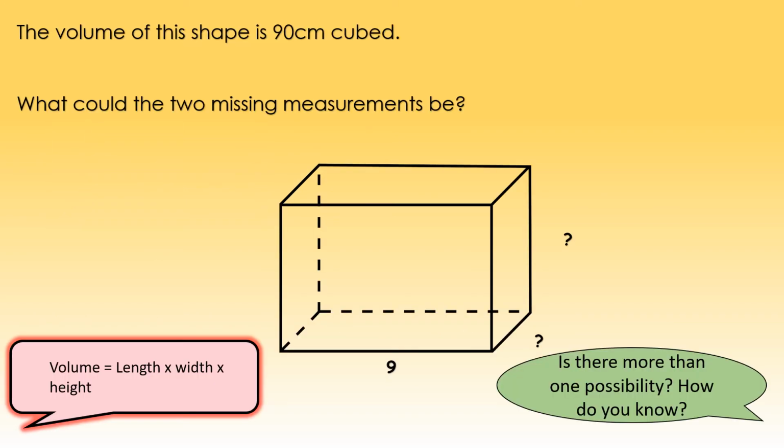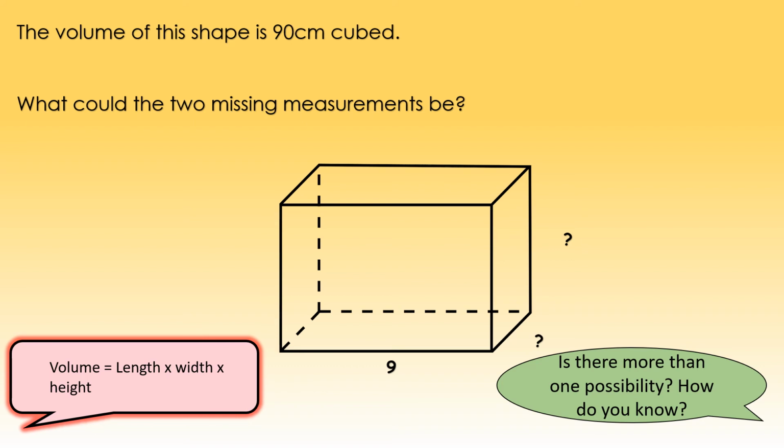So the volume of this shape is 90 centimetres cubed. What could the 2 missing measurements be? Is there more than one possibility? So if you've worked out one answer, could you find a different answer? You know that the height and the width aren't going to be the same in this cuboid, so there might be more than one.